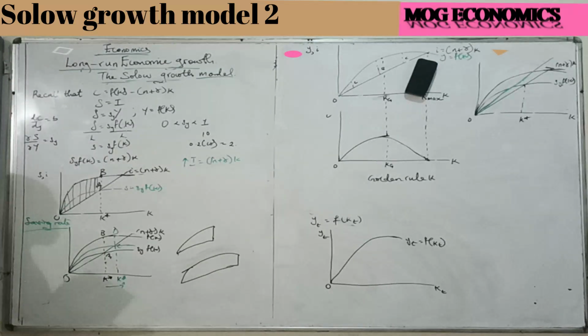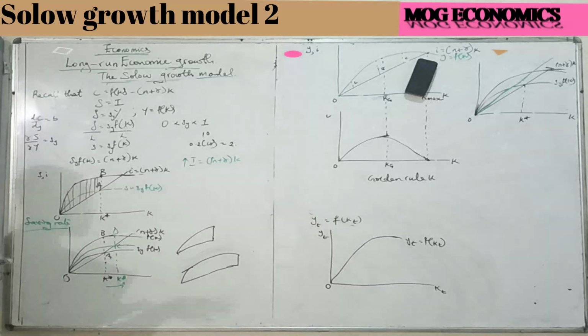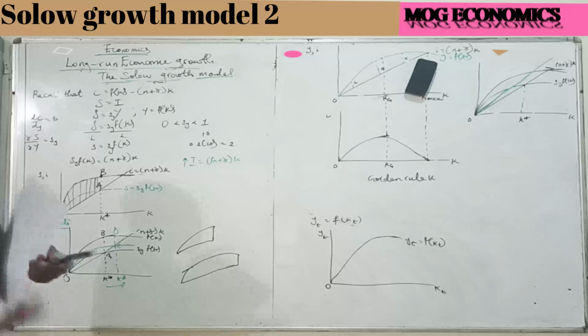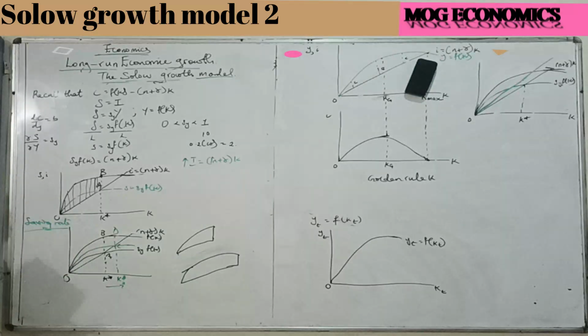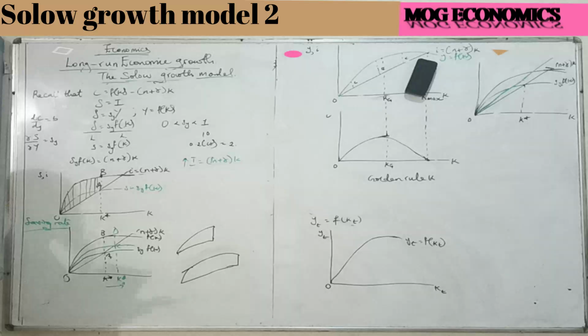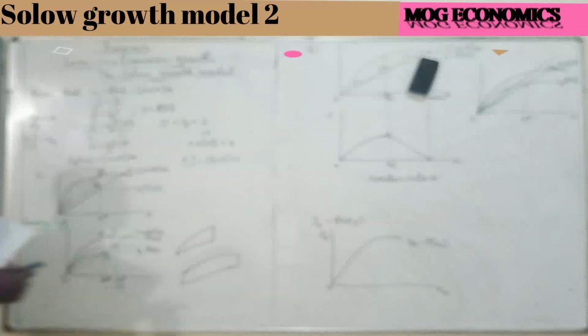You understand? So population is growing by 2%. K has to grow by 2% to maintain K over N or K over L. Understand? Population grows by 5%. Capital, through investments in new capital, also has to grow by 5% to maintain that amount of capital per worker. So that's what is happening there.